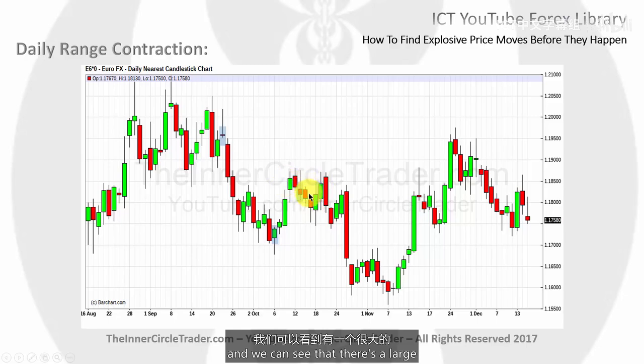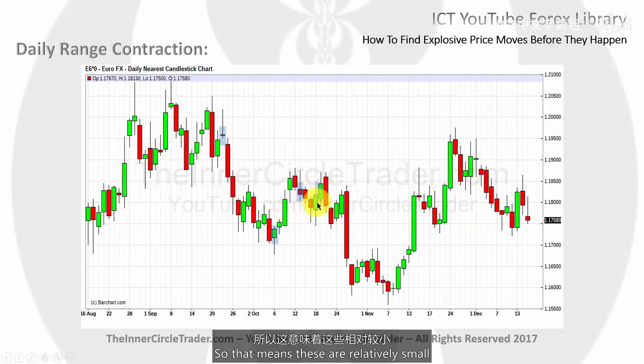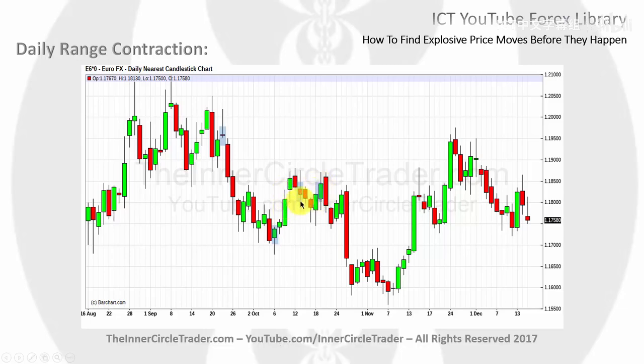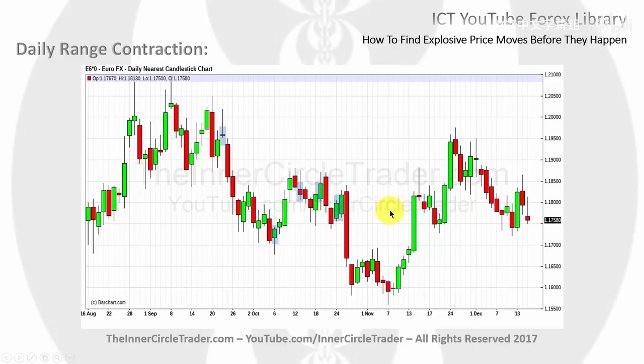And we can see that there's a large range day in the last 7 days here. So that means these are relatively small in comparison. So we know there's going to be an expansion due. Large range day, and then we go smaller. Looking back, we have a large range day here. So these are relatively small. So we know what's coming. Large range days, big range day.